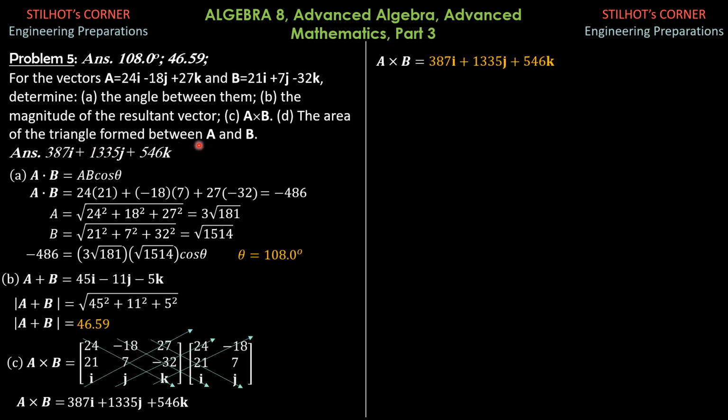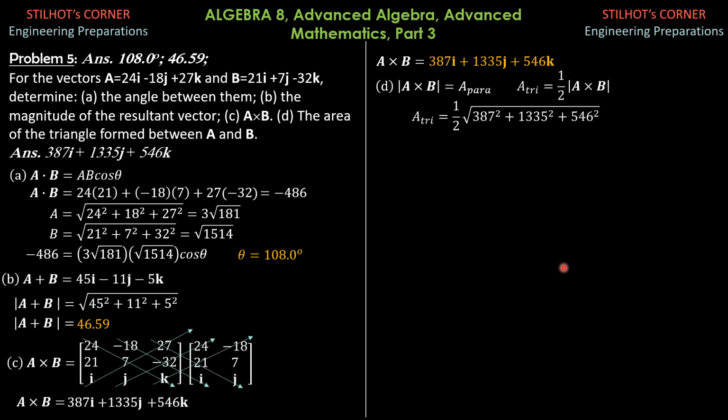Part D, the area of the triangle formed between A and B. So the magnitude of A cross B, half of that is the area of the triangle formed between A and B. So A cross B is area of parallelogram formed between the vectors A and B, but the area of the triangle is half of that. So area of triangle is 1/2 magnitude of A cross B. And specifically, since the magnitude of A cross B is the magnitude of this result, the area of triangle is 1/2 square root of 387 squared plus 1335 squared plus 546 squared. The area of the triangle, therefore, is equal to 746.7 square units.